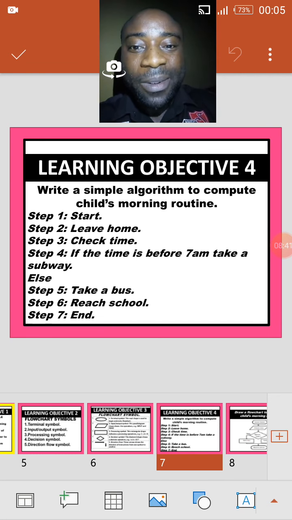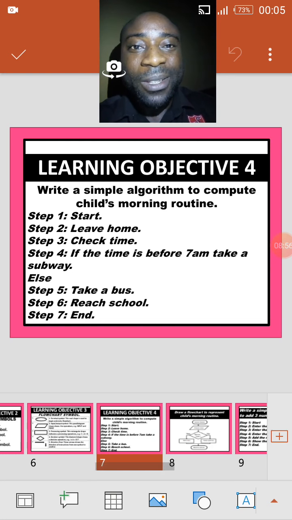That's step 5. Or step 6, reach school. And step 7, end the program. Alright, I believe you follow the steps. Now, what do you think the flowchart will look like? Now let's look at it together.